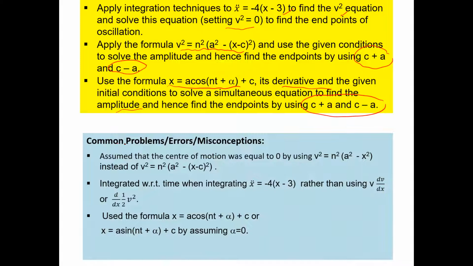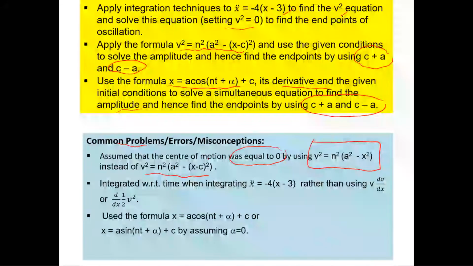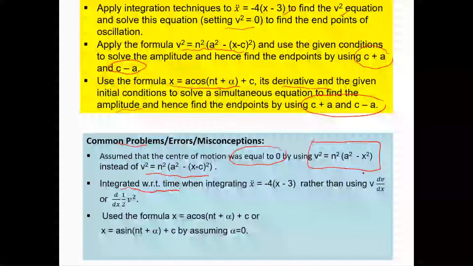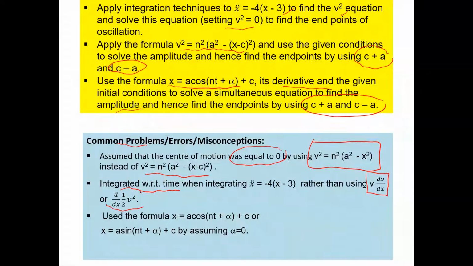Common problems: a lot of students assumed the center of the motion was equal to 0, so they used v squared equals n squared times (a squared minus x squared) instead of (x minus c) all squared. Another problem was integrating with respect to time rather than using acceleration as v dv/dx or d/dx of half v squared. Also, students used the formula x equals a cos(nt plus alpha) plus c, or x equals a sin(nt plus alpha) plus c, by assuming that alpha is 0.